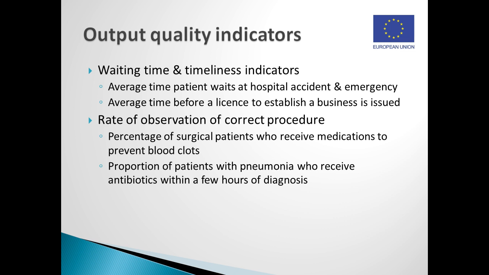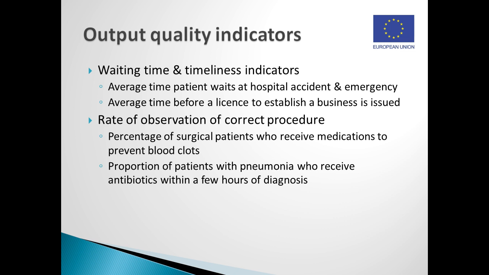What that means is that after surgery, patients should be given anticoagulants, medications that prevent blood clots. So a very useful hospital performance indicator in this context is the percentage of surgical patients who receive such medications to prevent blood clots. That indicator should be 100%. If it's less than that, then you have a problem.